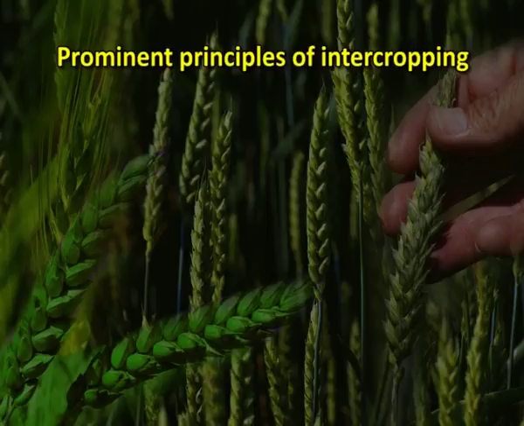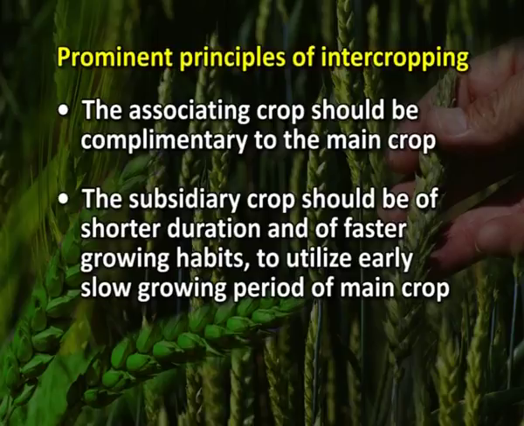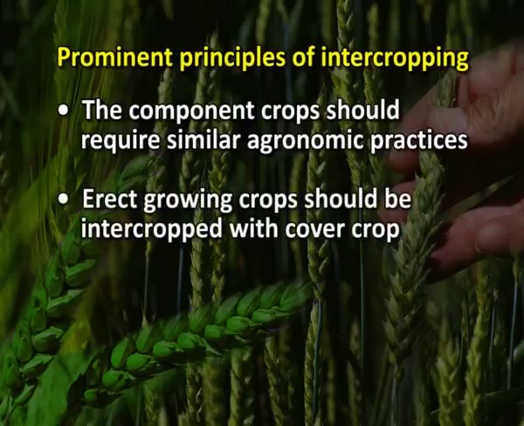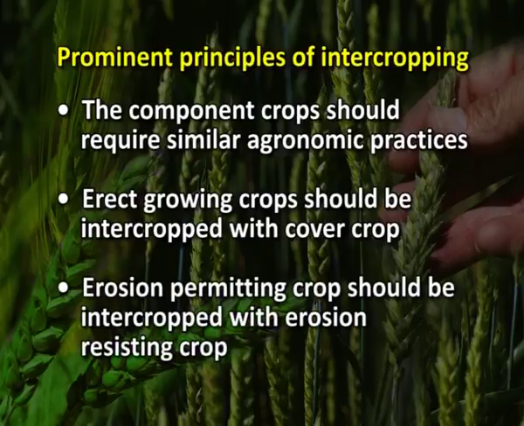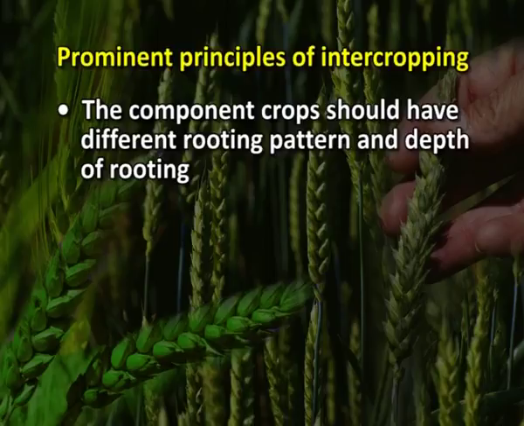Some prominent principles involved in intercropping are: the associating crop should be complementary to the main crop. The subsidiary crop should be of a shorter duration and of faster growing habit to utilize the early slow growing period of the main crop. The component crops should require similar agronomic practices. Erect growing crops should be intercropped with cover crops. Erosion permitting crops should be intercropped with erosion resisting crops. The component crops should have different rooting pattern and depth of rooting.